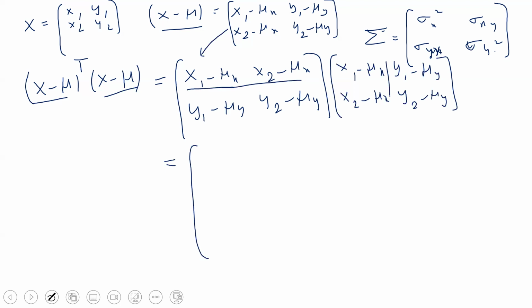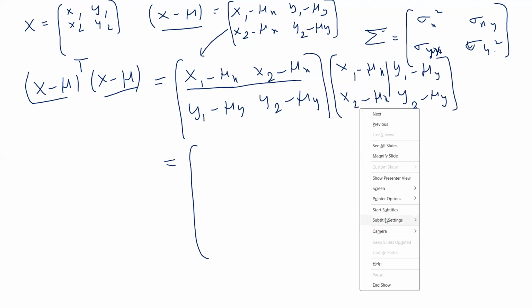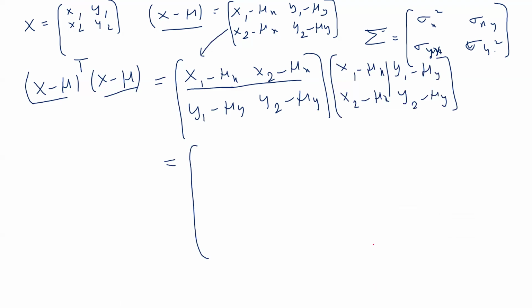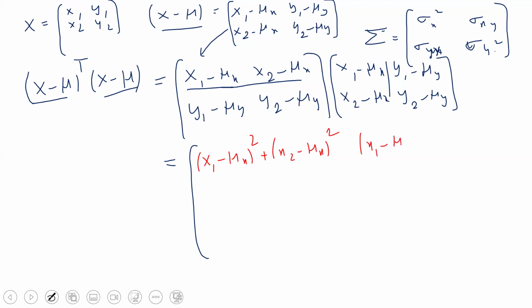This has to be multiplied with this, right? So just observe what you're getting right now. This becomes (xi minus mu x) whole square plus (x2 minus mu x) whole square. Right, that is what you're getting. When you multiply this with this, the row will become (xi minus mu x)(yi minus mu y) plus (x2 minus mu x)(y2 minus mu y), right?